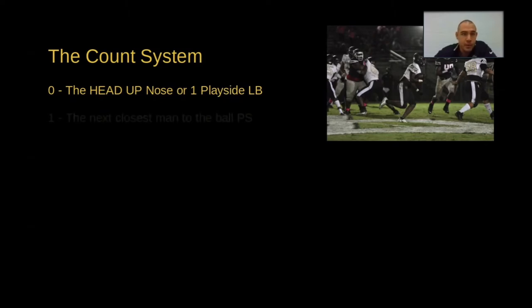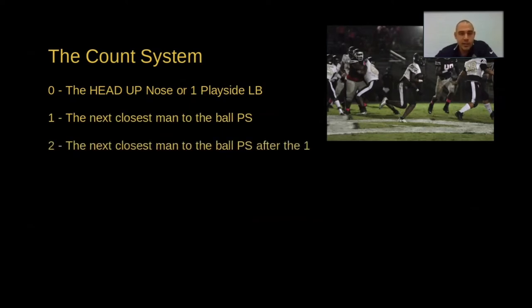All right, so the count system, it's very, very simple to understand, very, very simple to use. So we're going to do 0 through -2. So the first one is going to be the 0, and that is the head-up nose or first-place odd linebacker. All right. Then we're going to go to the 1, who is the next closest man to the ball, play side, PS, play side. All right. Then the 2 is the next closest man to the ball, play side, after the 1.